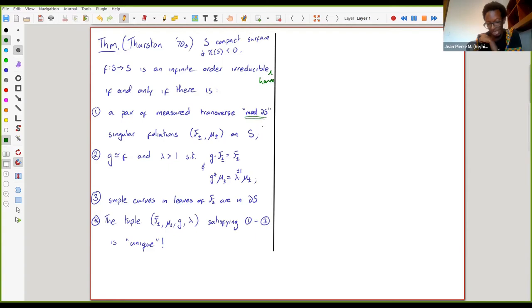whenever you talk about foliations, in most places you think about it as it sort of looks like this: horizontal lines and vertical lines. But because of this negative Euler characteristic restriction, you'll have some singularities. So you'll have points that look like this.